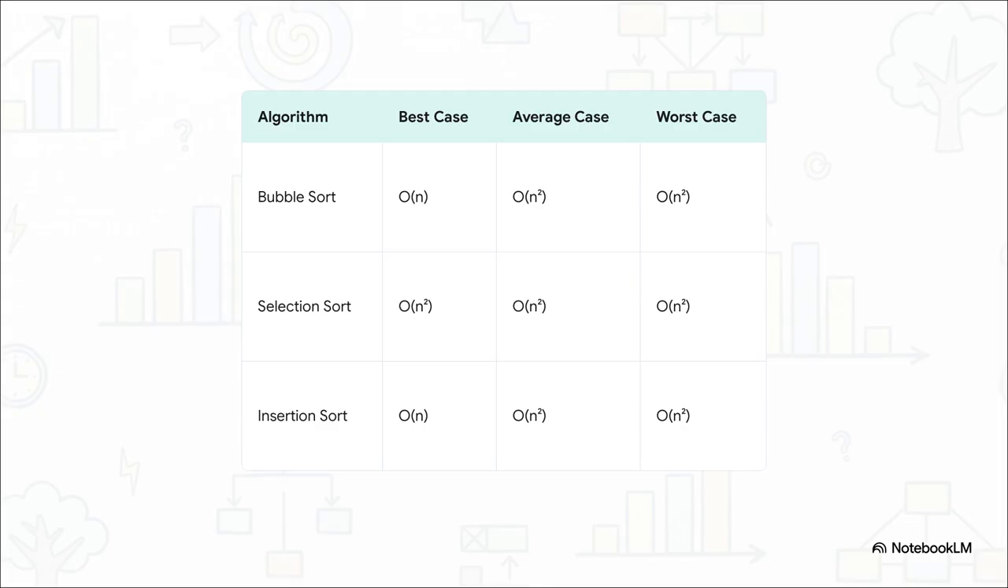It means that as your list gets bigger, the time it takes to sort just explodes. If you double the number of items from, say, 10 to 20, the work doesn't just double, it quadruples. And that scaling problem gets out of hand really, really fast.